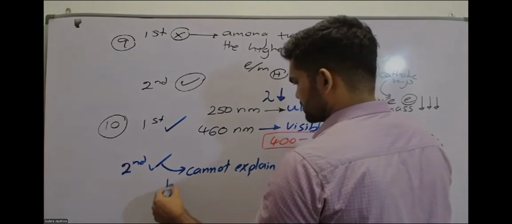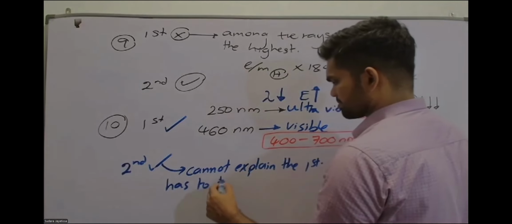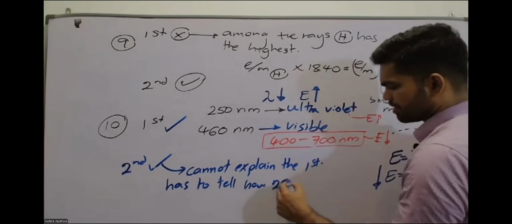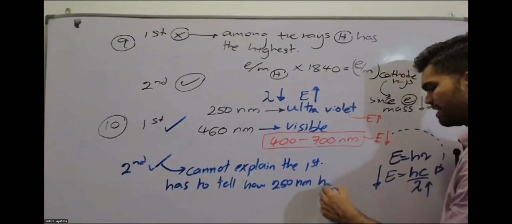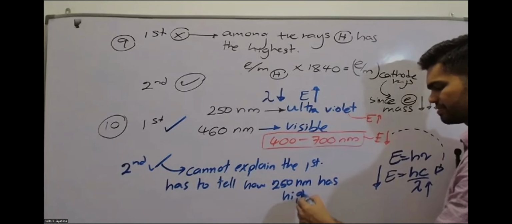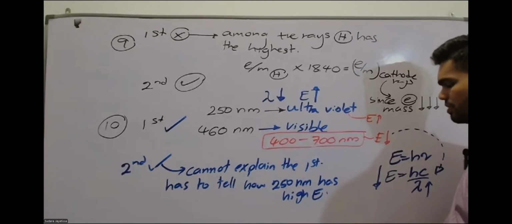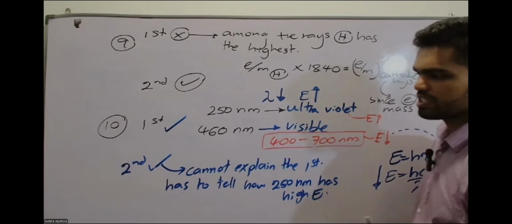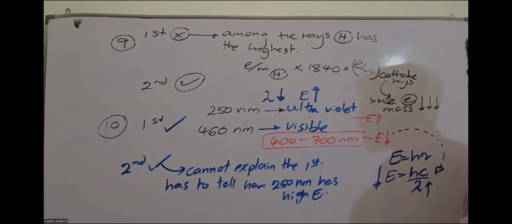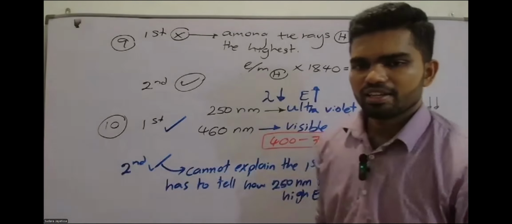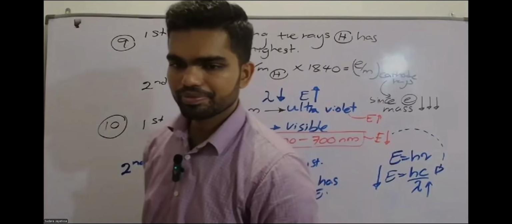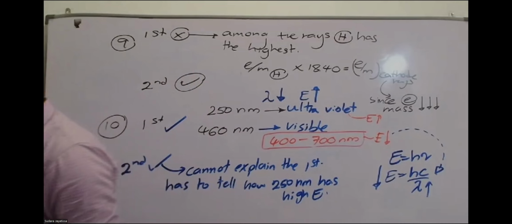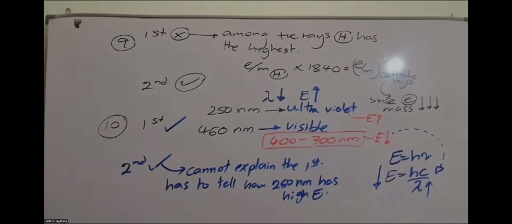It has to tell how 250 nanometer has high energy. But just simply telling it does not belong to the visible region is not enough. It's not relevant at all. Right? Okay. So any problem? Any idea? Any doubt, Lam, you have?